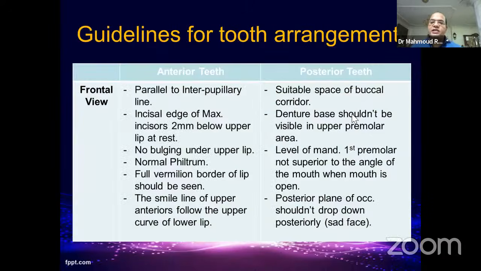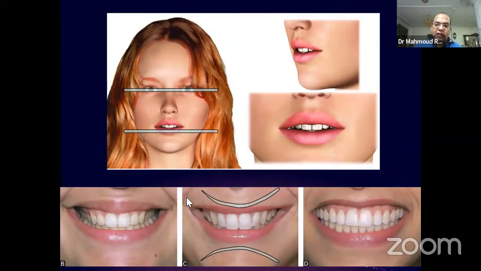Okay, denture base shouldn't be visible in the upper premolar area. The level of the mandibular first premolar should not be superior to the angle of the mouth when the mouth is open. The posterior plane of occlusion shouldn't drop down posteriorly. It may cause a sad face like this. Here we see the occlusal plane is inclined upward, and this causes a happy face for the patient to smile. If the posterior occlusal plane drops posteriorly like this, it will cause a sad face like the sad smile we use on our chat.